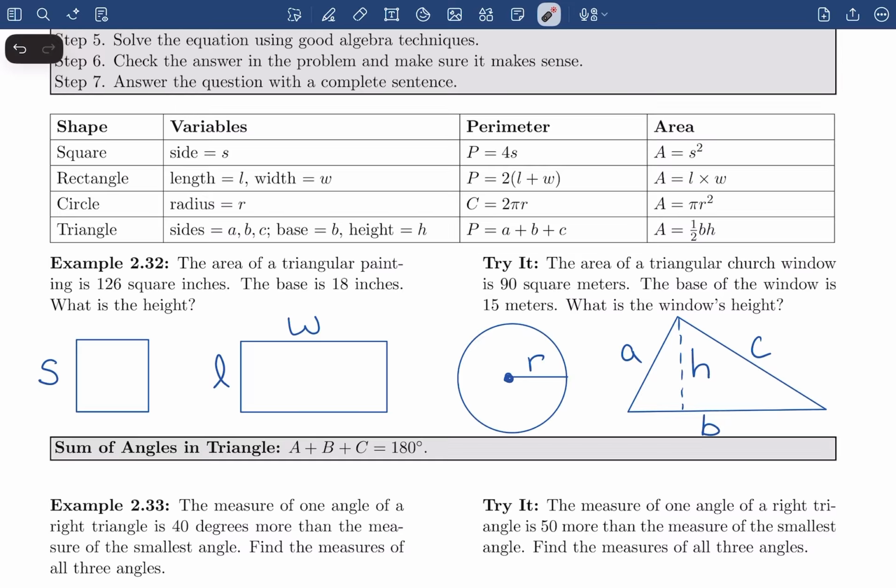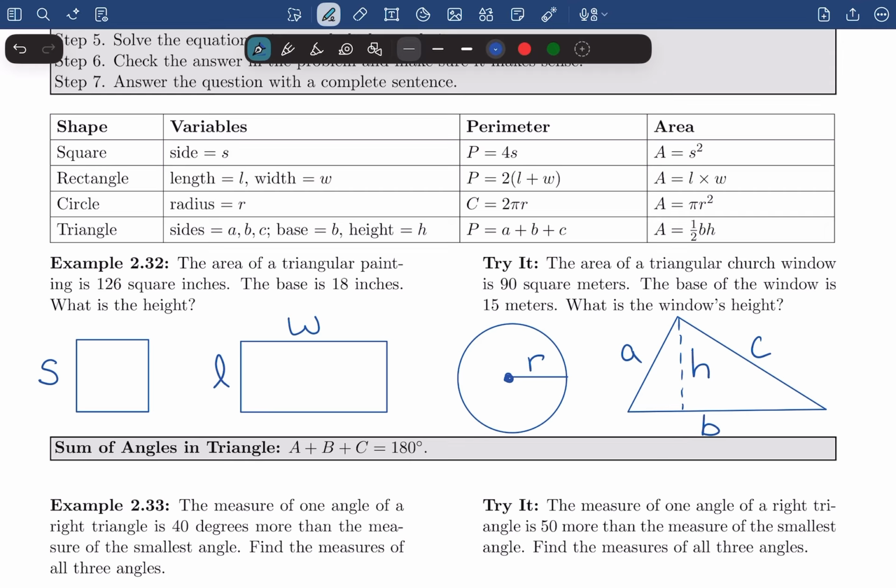Let's now talk about a rectangle. Now, the variables in a rectangle are the length, L, and the width, W. Here's a diagram showing it. So we've got the length and the width of a rectangle. It really doesn't matter how you write them. You could put the width here and the length here. It doesn't matter at all.